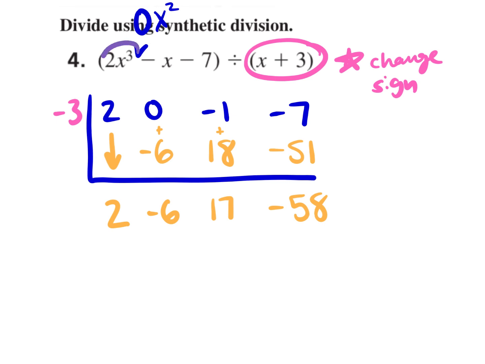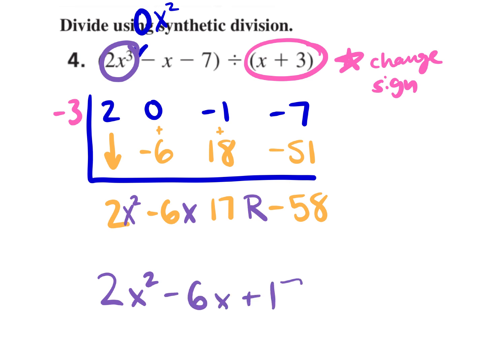So then my question started with x to the third power. So what does my answer start with? X squared. Then x. And the last number is the remainder. So my answer is 2x squared minus 6x plus 17, remainder, negative 58.